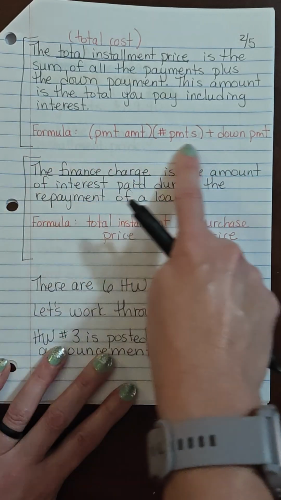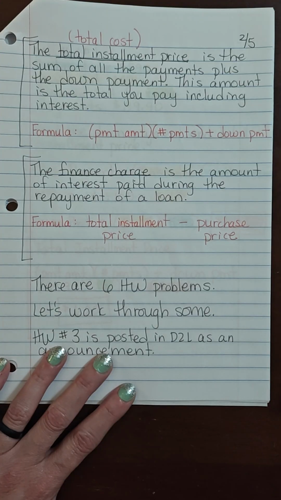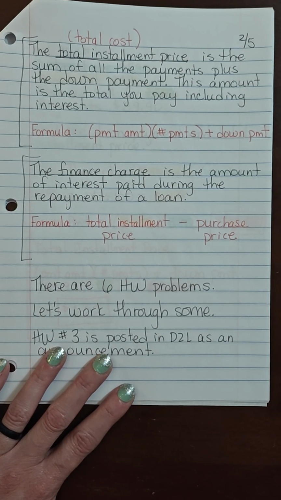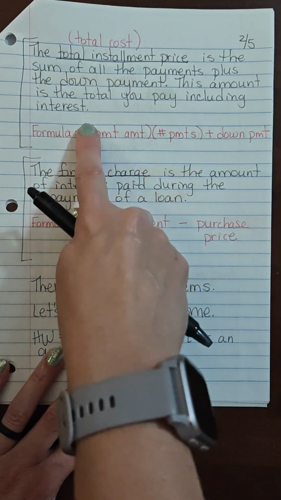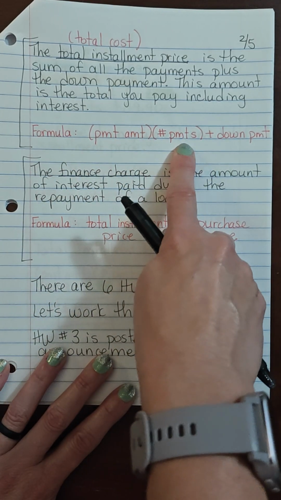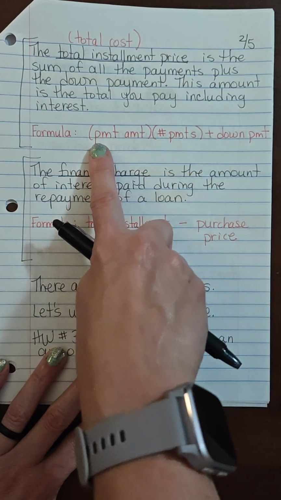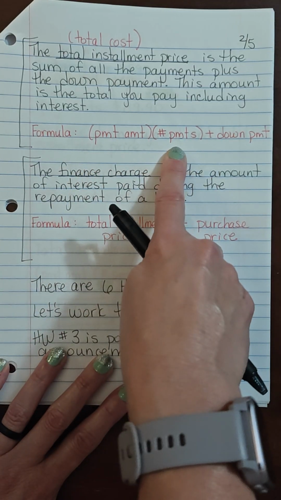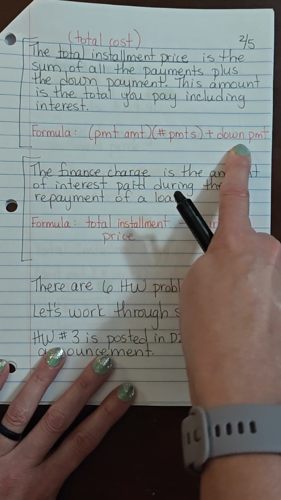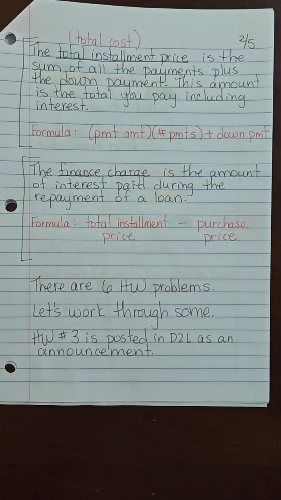The formula for this is going to be your payment amount. So I'm just abbreviating this, and I hope I'm not abbreviating you into confusion, but that means payment amount times the number of payments plus the down payment. That adds up everything that you're paying on the car in payments plus whatever you gave for the down payment. All total is going to be how much you actually paid for the car and will include interest.